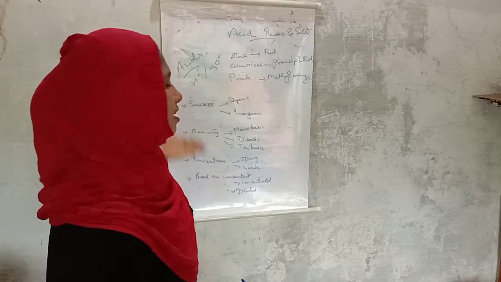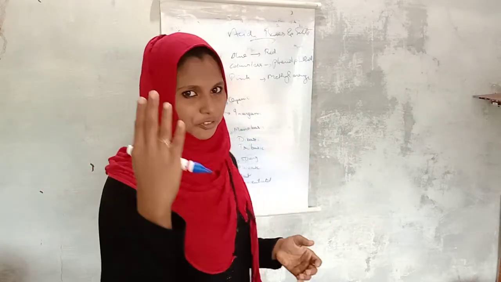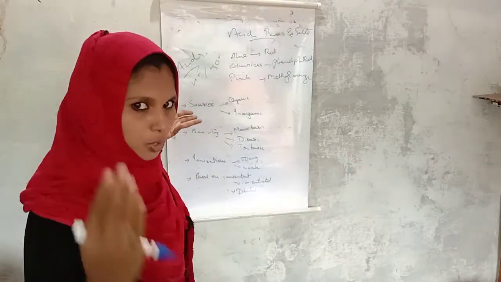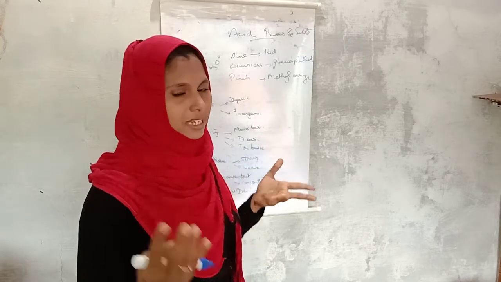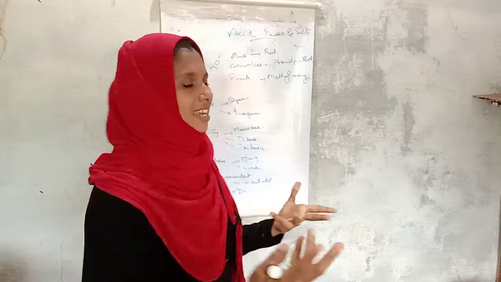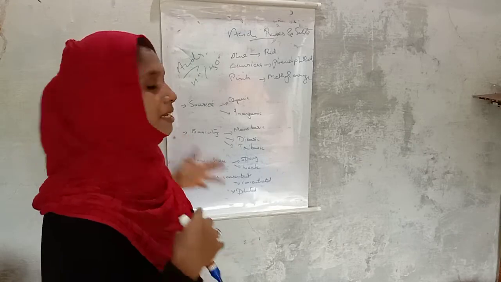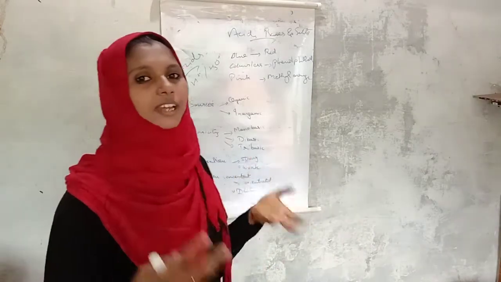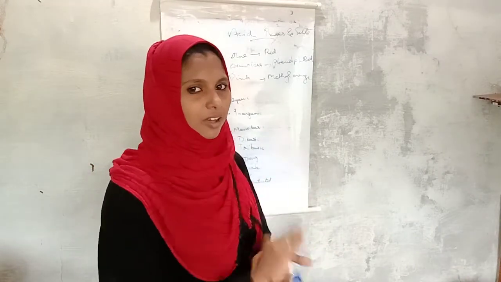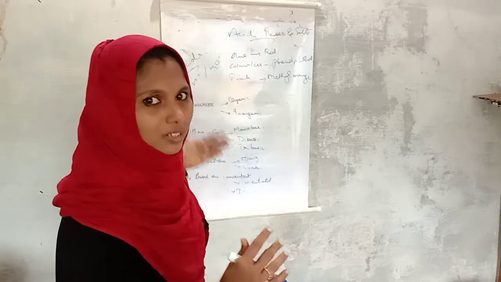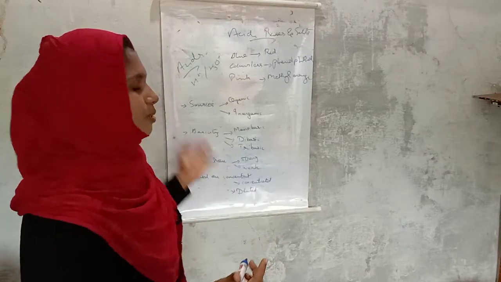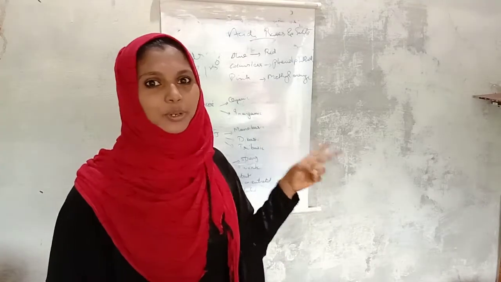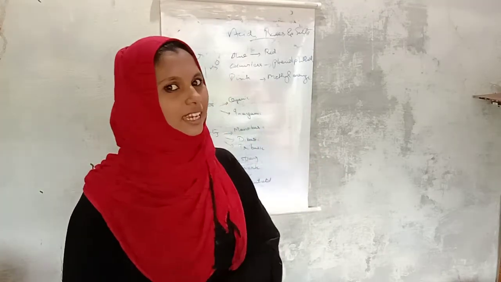Now we are classifying the acids into four on the basis of some properties. That is, first, on the basis of sources from where they originate, second, on the basis of basicity, third, ionization, and fourth, based on their concentration. We are classifying the acids on the basis of these four terms. Okay, now sources. In case of sources, the acids are divided into two. Those are organic acids and inorganic acids.